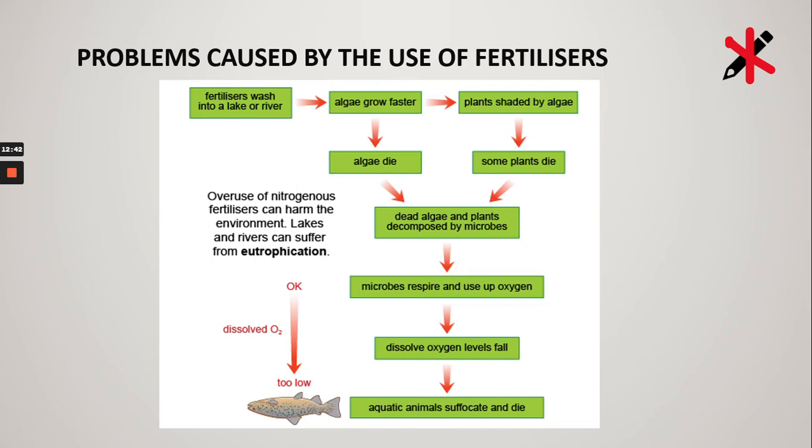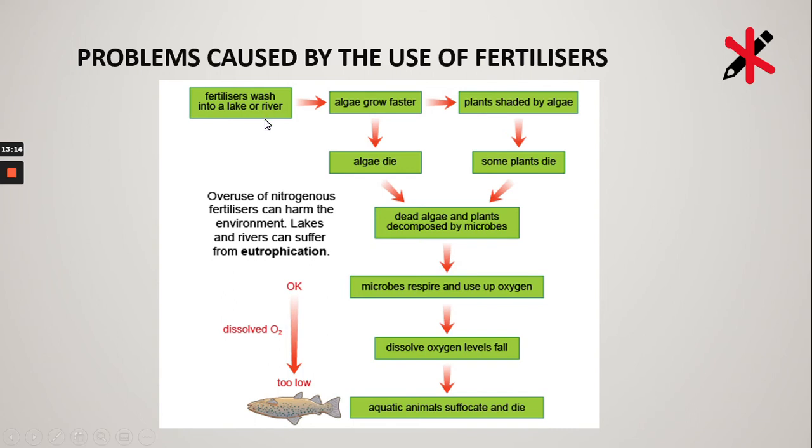Fertilisers, both natural and man-made or synthetic fertilisers, can cause problems, and the main problem caused by fertilisers is this issue of what we call eutrophication. When you spray a fertiliser on a field, whether that's manure like slurry or a synthetic fertiliser, some of it, probably through rain, will end up washing into a lake or a river.